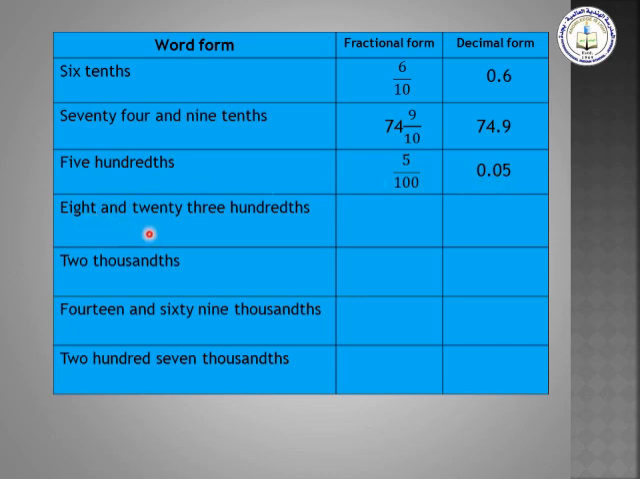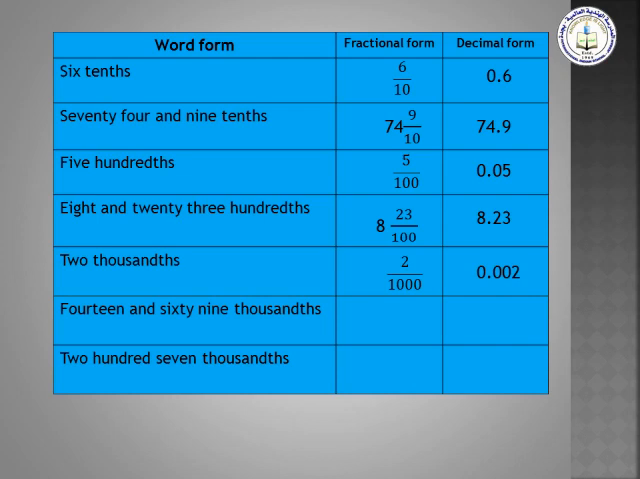Next, 8 and 23 hundredths, fraction 8, 23 divided by 100. 8 is a whole number, 23 divided by 100. Decimal, 8.23. Here in this 100 there are two zeros, so we have to keep two digits after the decimal point. So 8.23. Next, 2 thousandths, fraction 2 divided by 1000.